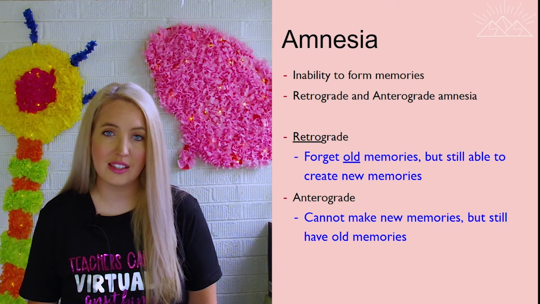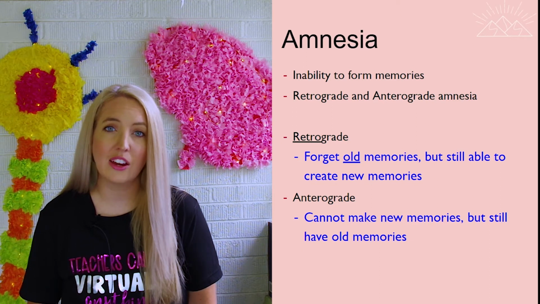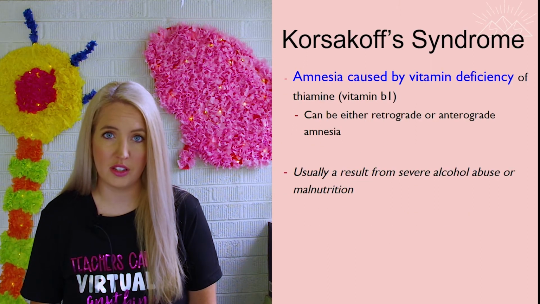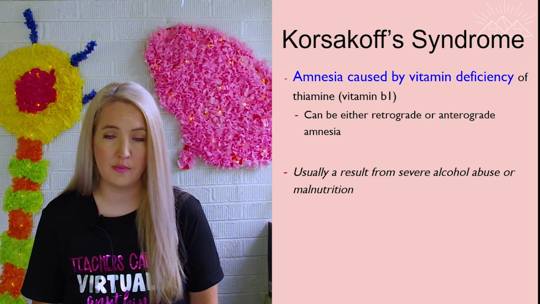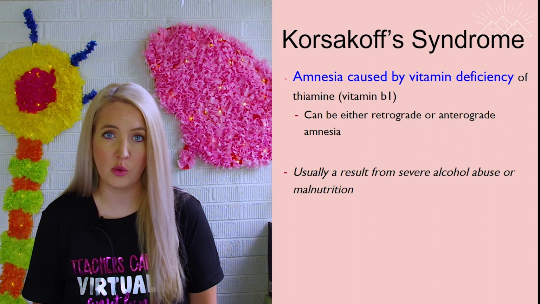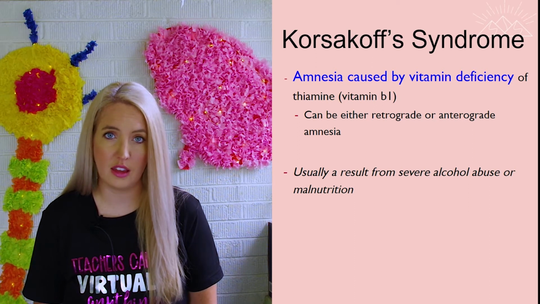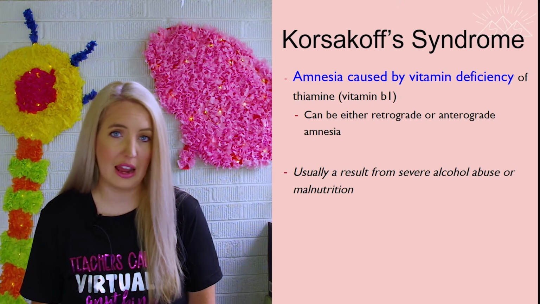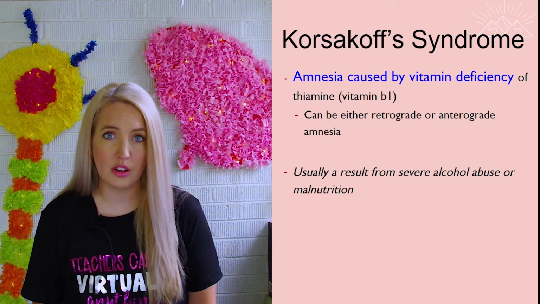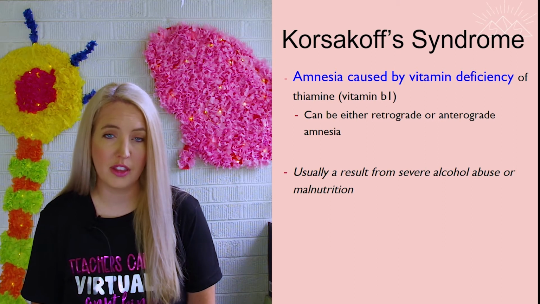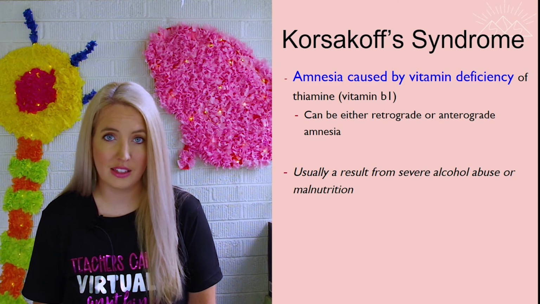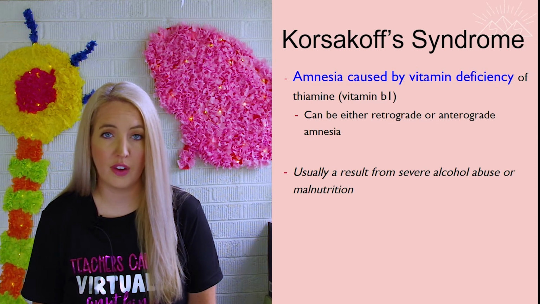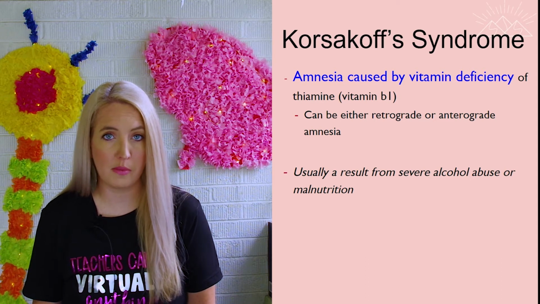Sometimes that amnesia doesn't happen because of an injury. It can also happen because of vitamin deficiency, because we need those vitamins for our brain to function properly and help us in storing memories. Korsakoff syndrome is the name for the disease that prevents us from encoding information into our memory because of a vitamin deficiency. This can happen in both retrograde and anterograde amnesia, and it's usually a result of either severe malnutrition that prevents us from getting the vitamins we need, or alcohol abuse, which blocks the absorption of the vitamins that we need in order to encode information into our memories.